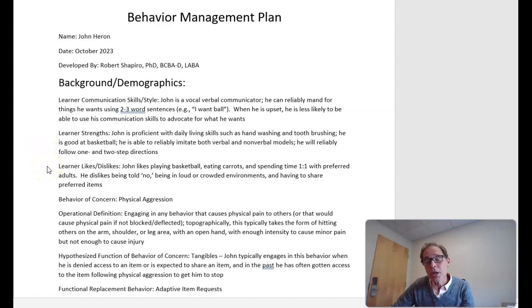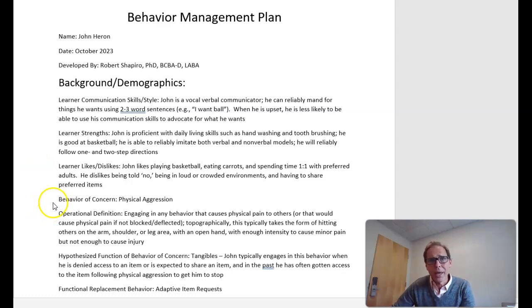Likes and dislikes, which is going to be important as we think about what potential reinforcers might be, and also as we think about what some antecedents might be. Are there things that the learner dislikes that, if they're put in that situation, might be problematic or might lead to a higher likelihood of problem behavior?